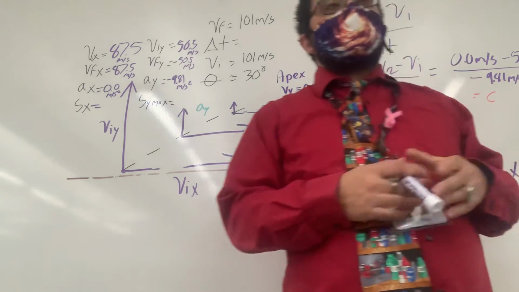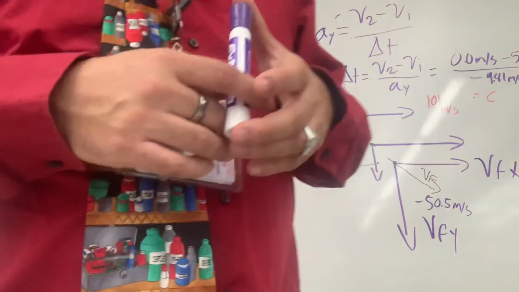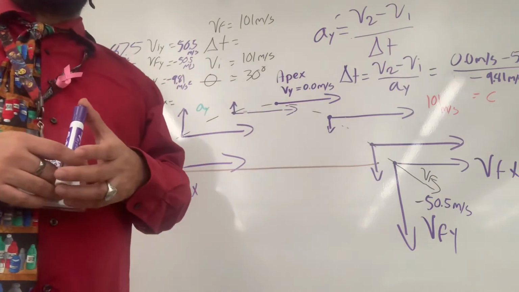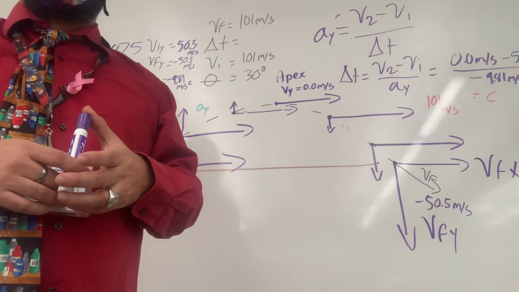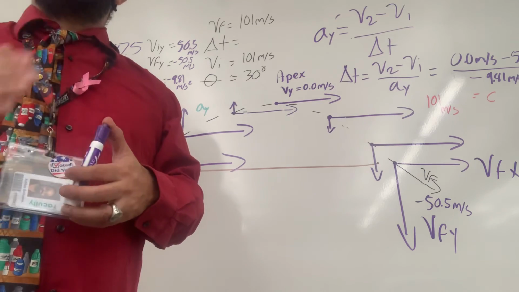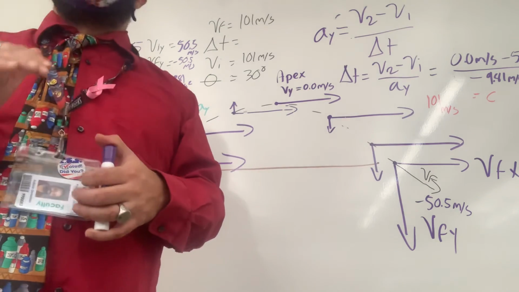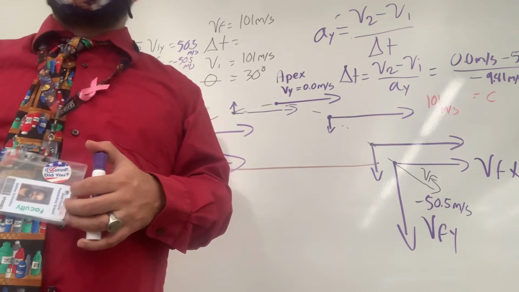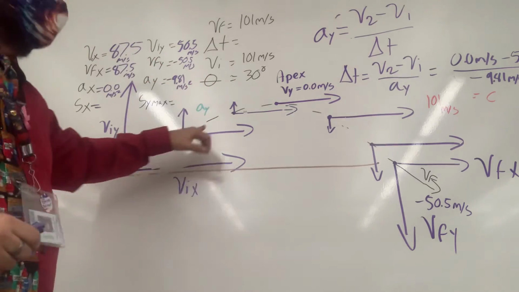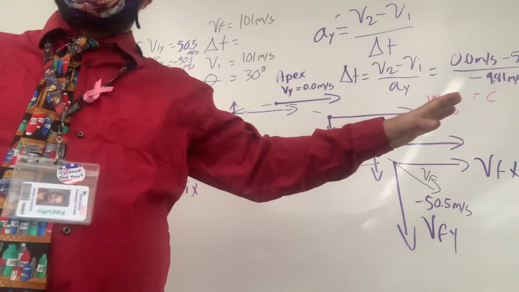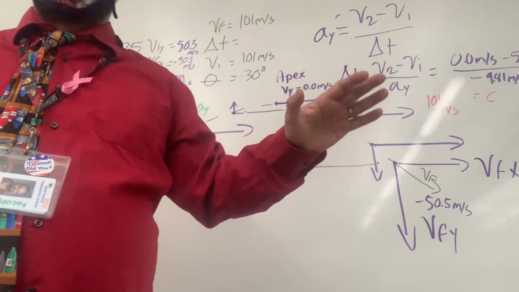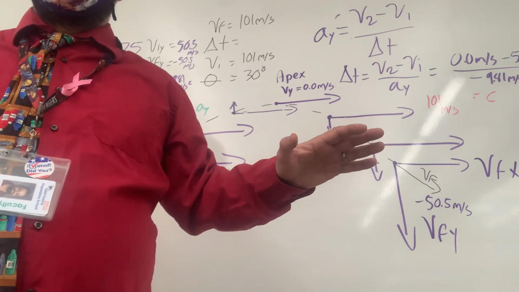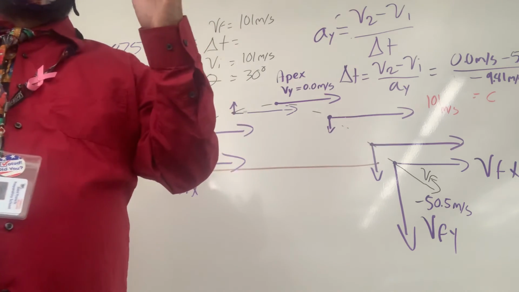Yes, Christina? Why are we using the VI? Why are we not using just the VF or the VI? We never use the VI once we break it up. We said that in class yesterday. Once you break that 101 up, you never use it again. Why are we only focusing on the Y if that apex is about everything?